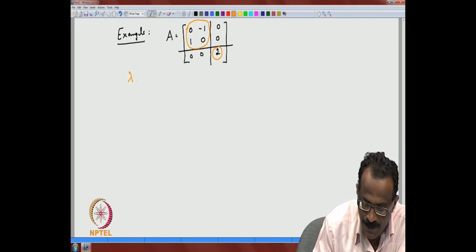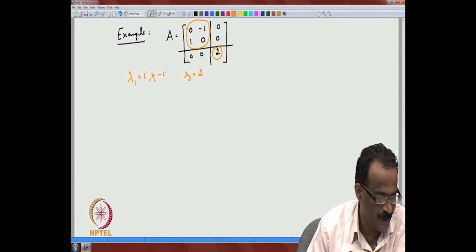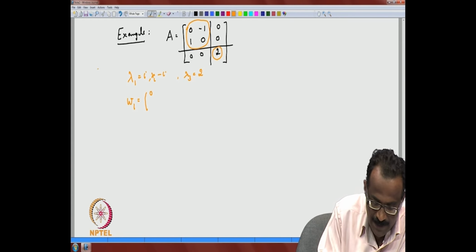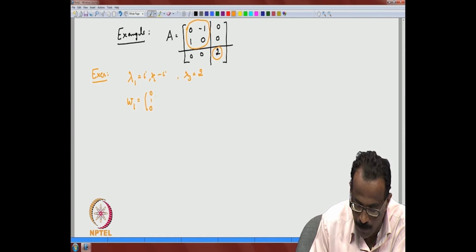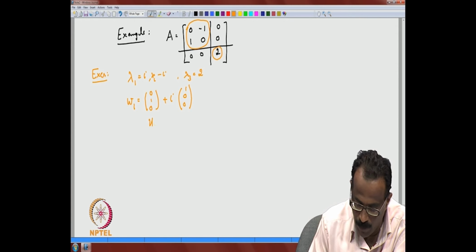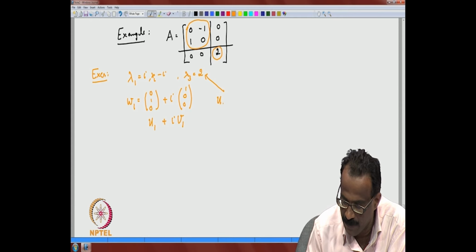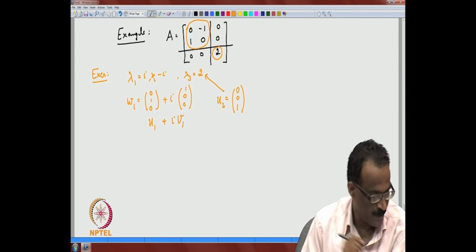So, what are your eigenvalues? You have eigenvalue i, of course minus i, the other eigenvalue lambda 2, and lambda 3 is equal to 2. You can also see the eigenvectors; these are all exercises. The eigenvector is (0, 1, 0) plus i times (1, 0, 0), and that we will call U1 plus iV1. Corresponding to this, you have another vector U2, because that is a real eigenvalue. So, you have only one eigenvector, (0, 0, 1).